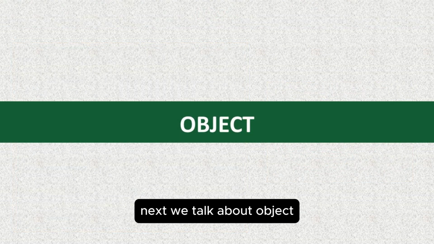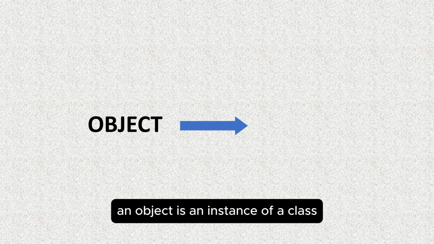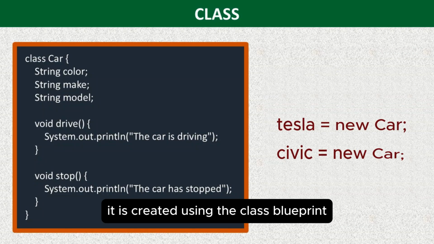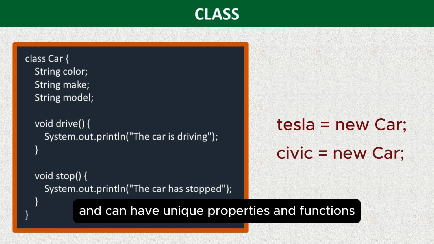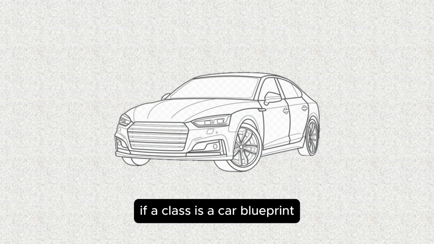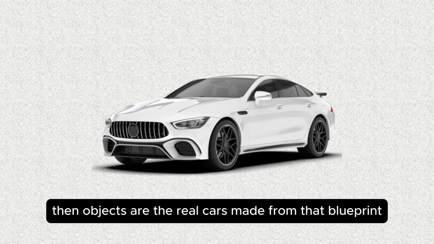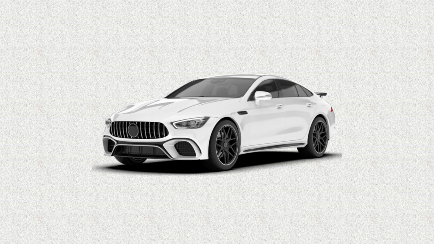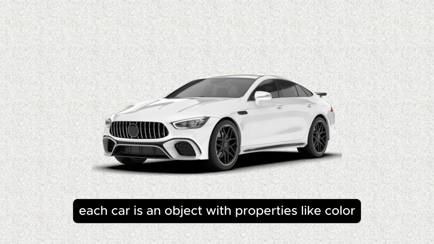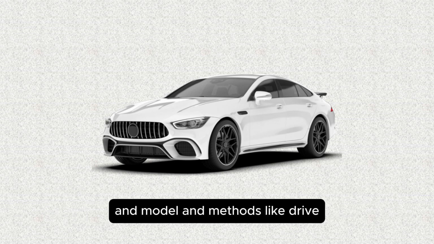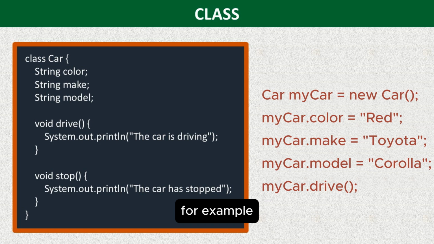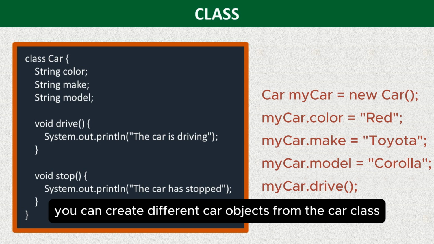Next, we talk about object. An object is an instance of a class. It is created using the class blueprint and can have unique properties and functions. If a class is a car blueprint, then objects are the real cars made from that blueprint. Each car is an object with properties like color and model, and methods like drive and stop. For example, you can create different car objects from the car class.